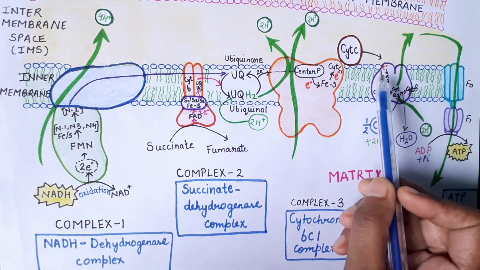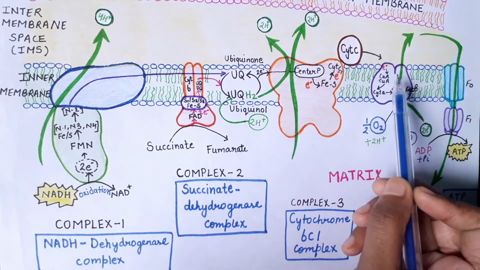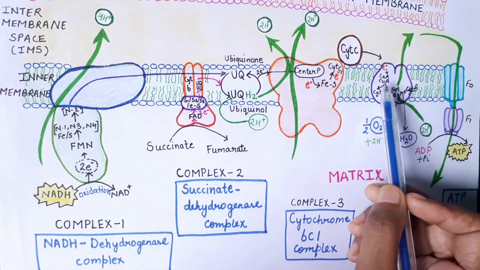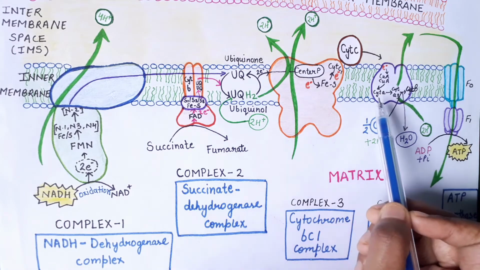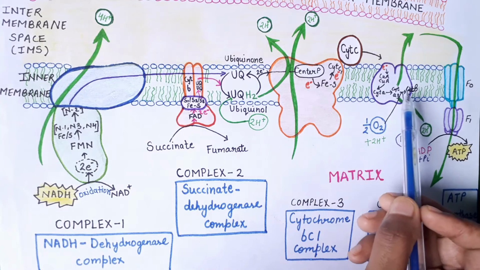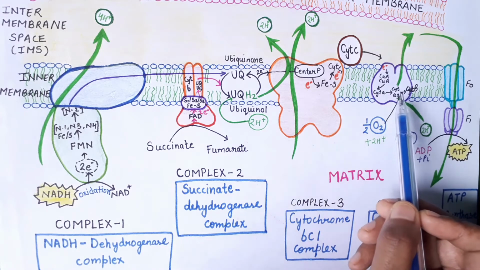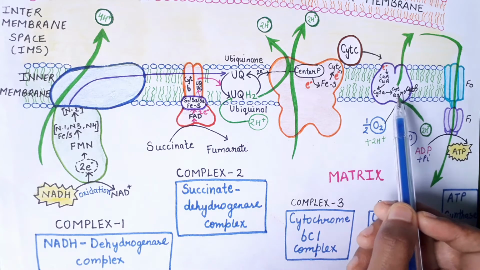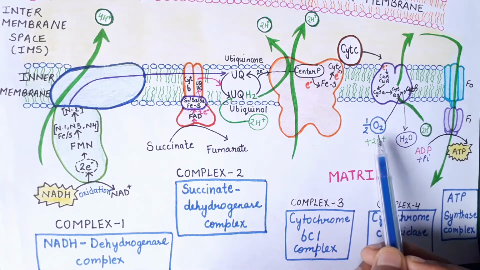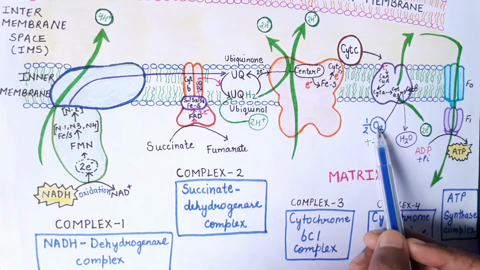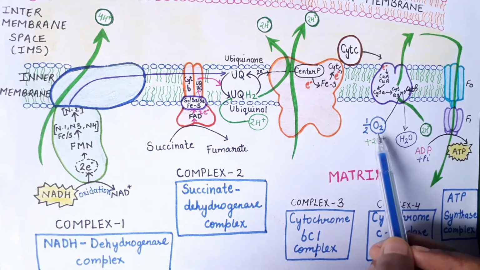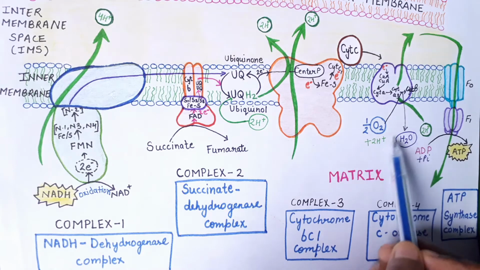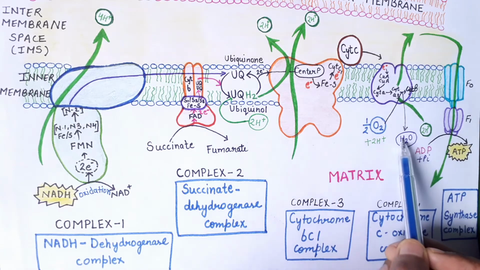Now the electrons have been transferred to the complex 4. Then these electrons are transferred to the copper center A, then to the cytochrome A, and then to the cytochrome A3. Then ultimately the 2 electrons are accepted by oxygen. That oxygen molecule will take 2 more protons from the matrix and ultimately it will form a single water molecule.